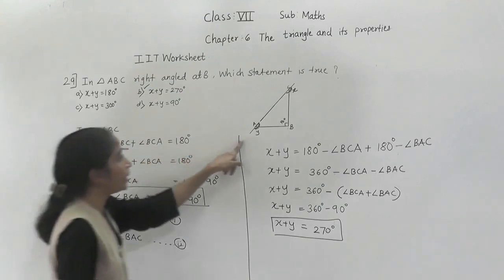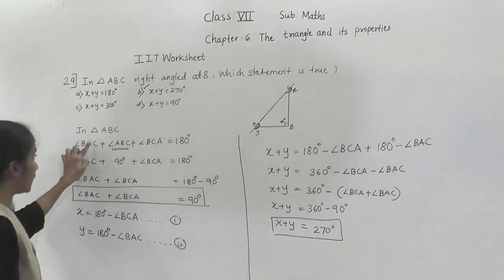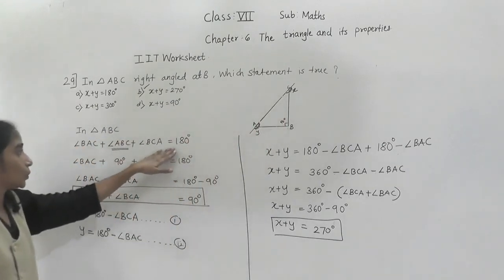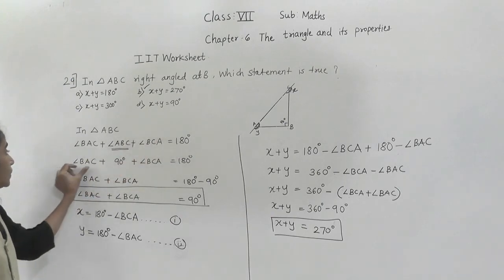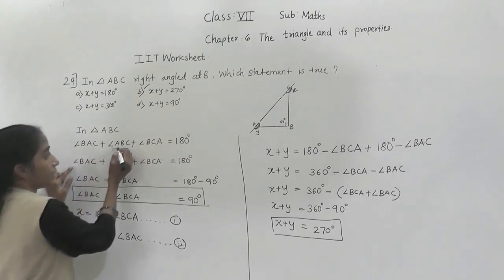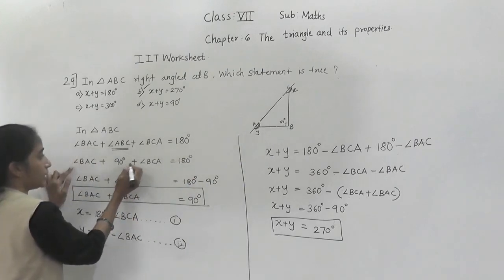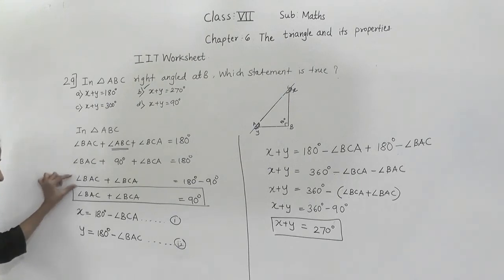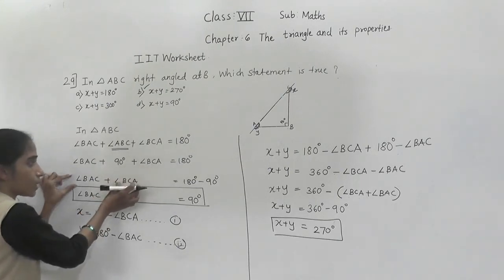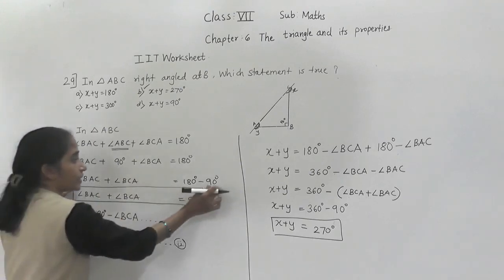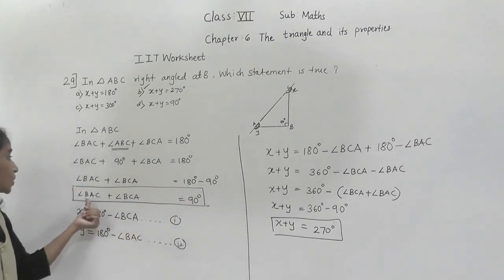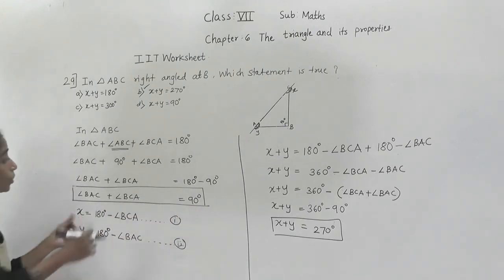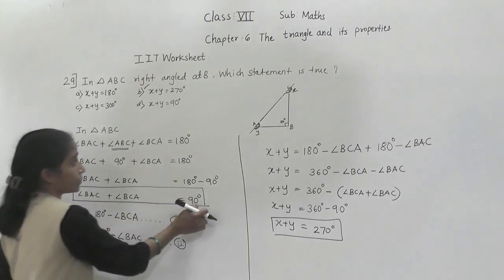In triangle ABC, first what we have to show? This angle plus this angle plus this angle is equal to 180 degree. Okay, so BAC plus ABC, how much is it? ABC is 90 degree plus BCA is equal to 180 degree. So BAC as it is plus BCA as it is, we keep. 90 degree is here plus, if you transfer to this side, so BAC plus BCA is equal to 90 degree.